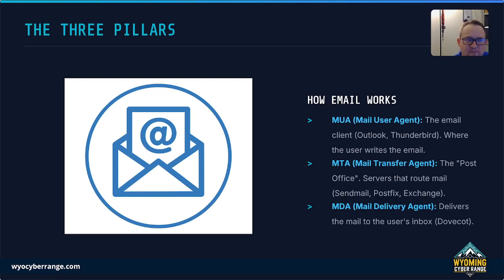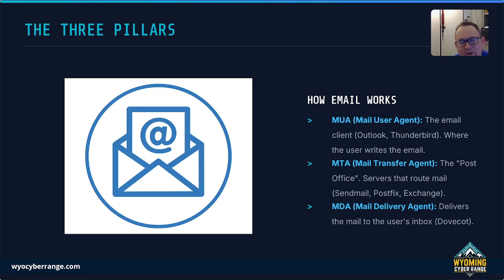The first one is going to be the MUA, otherwise known as the Mail User Agent. This is like the client, okay? Think of Outlook or Thunderbird, and this is where the user is going to write and view email. Then we've got the MTA, the Mail Transfer Agent. Think of this like the post office. These are the servers that are going to route the mail across the internet, like Sendmail, Postfix, or even Microsoft Exchange. Then we have the MDA, otherwise known as the Mail Delivery Agent.